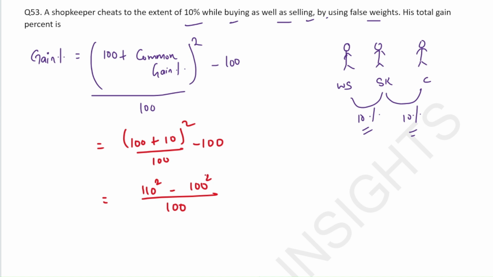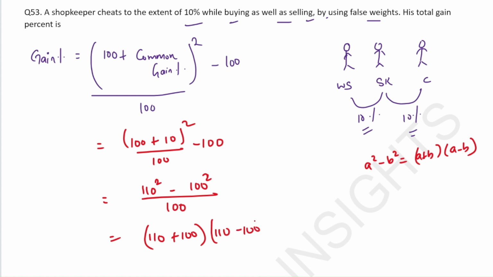So if you see this, instead of multiplying and subtracting, you just use the identity formula, that is a square minus b square. How much is that? That is (a plus b)(a minus b), right? To make your calculation simple. So this one will be 110 plus 100, 110 minus 100, so it will be 100.